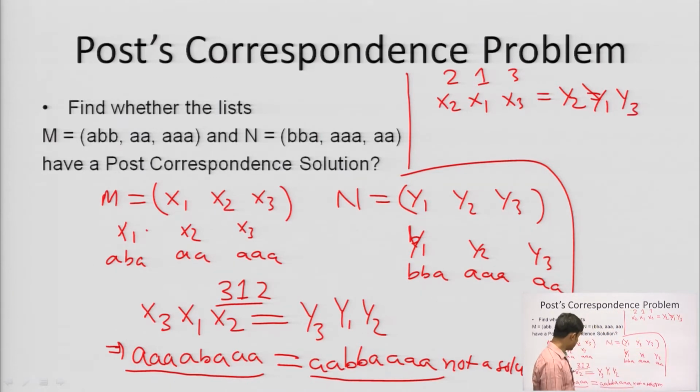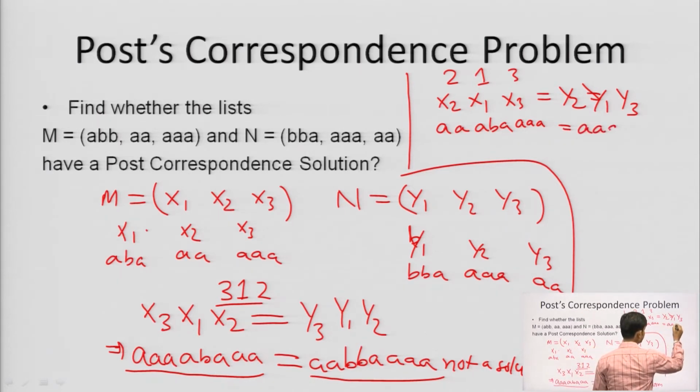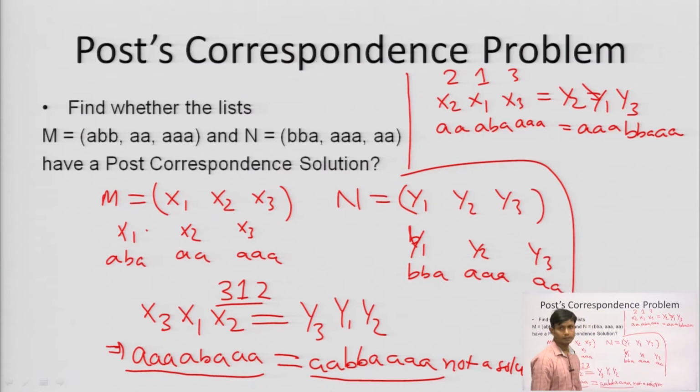So, now you check it, what is the x2? X2 is double A and x1 is ABA. What is x3? X3 is a triple A. Now, y2, what is y2? Y2 is a triple A. What is y1? Y1 is a BBA. So, what is y3? Y3 is a double A. So, now see, there is a solution because these two are equal.